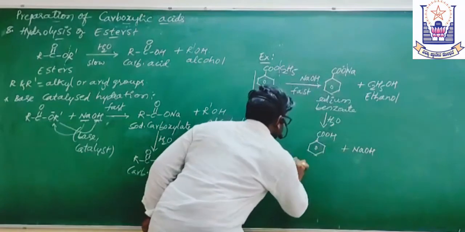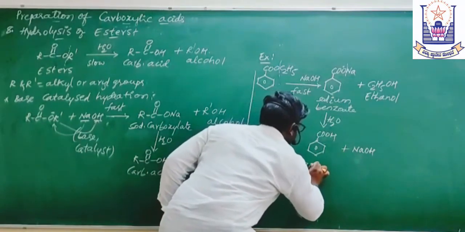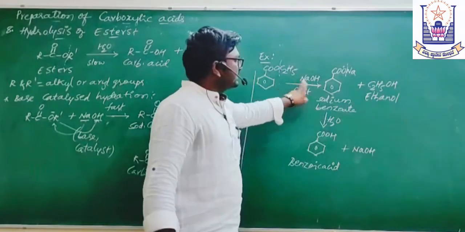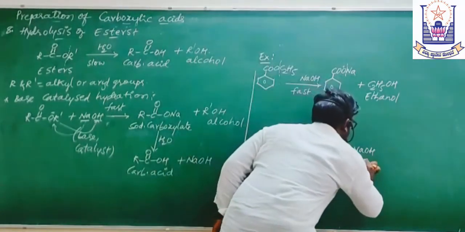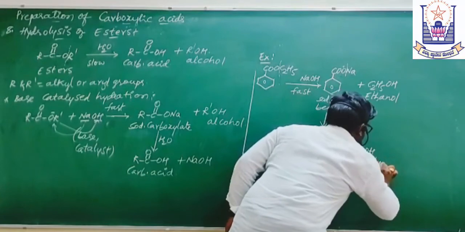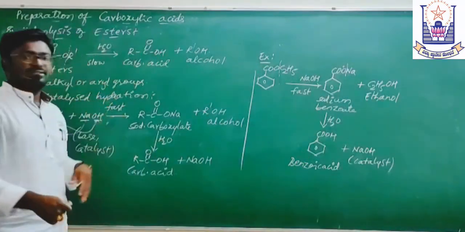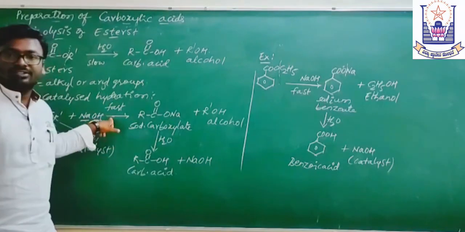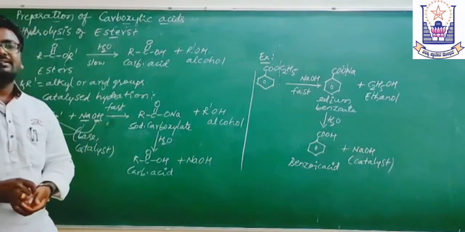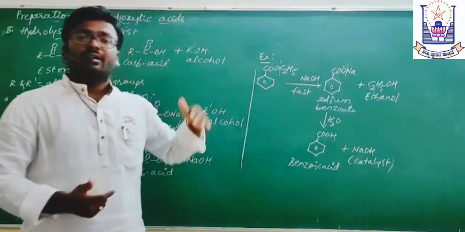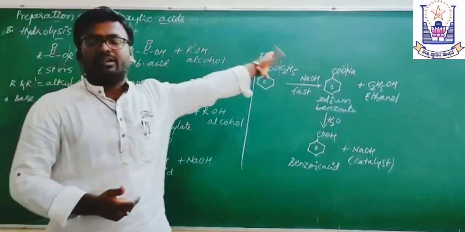Okay, what is this? Benzoic acid. Here NaOH is acting as a catalyst. Base catalyzed hydrolysis of ester is fast. Okay, yes, this is all about the conversion of the esters to the carboxylic acids.